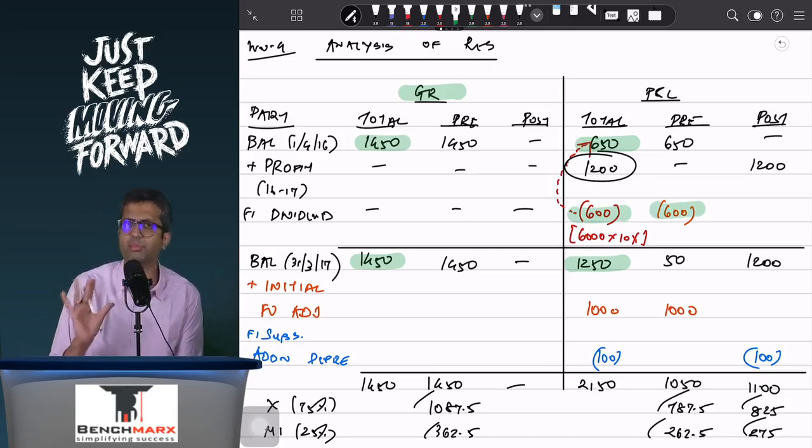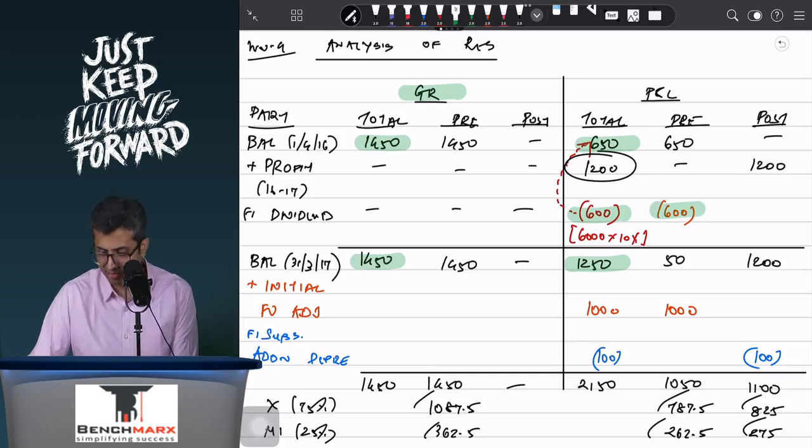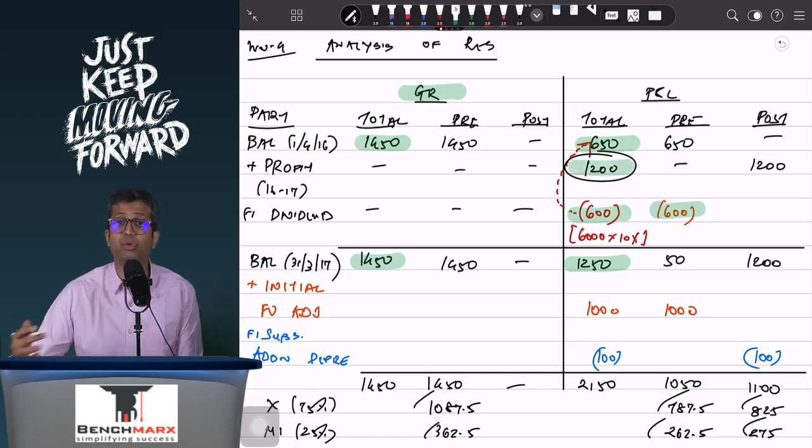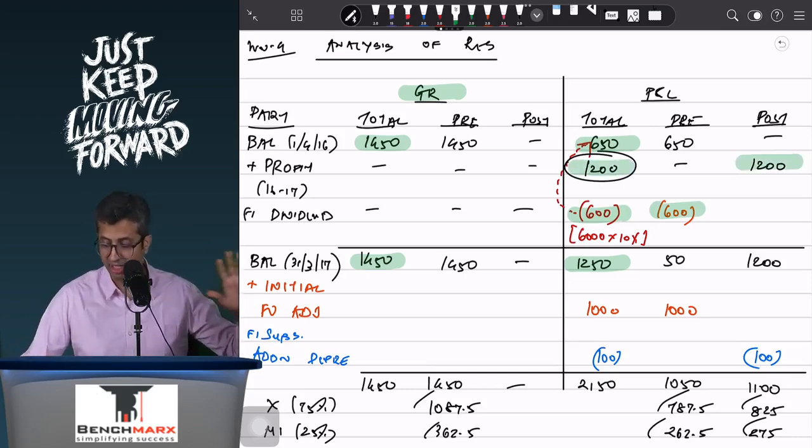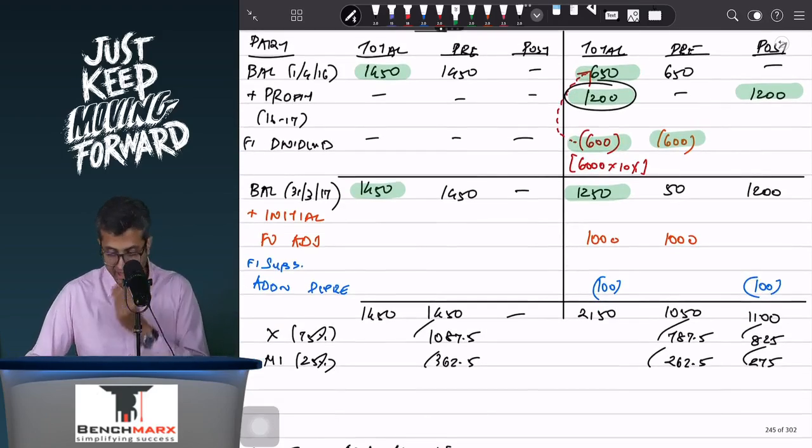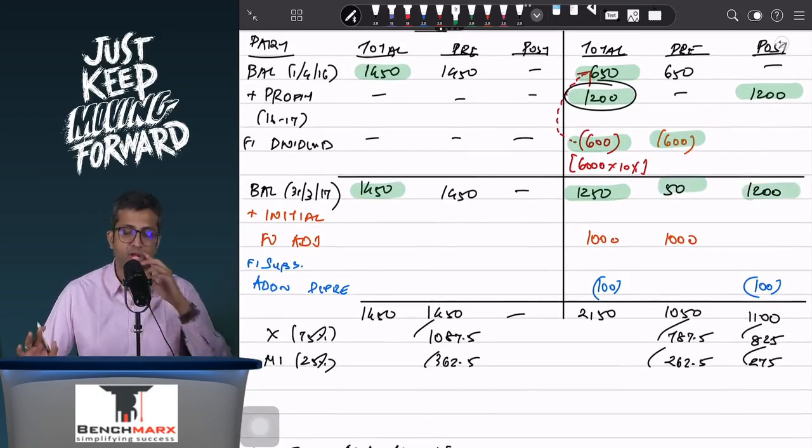You will deduct it from the pre-acquisition column, and then whatever is the balancing figure, well, because the acquisition date is at the start of the year, the entire balancing figure is post. Now you will get the breakup of 50 and 1200. However, you cannot directly attribute it because there is a fair value adjustment.